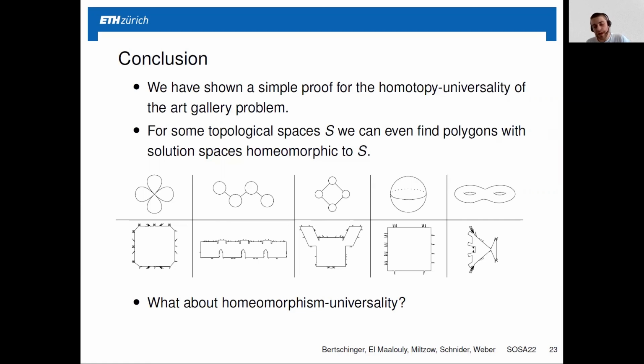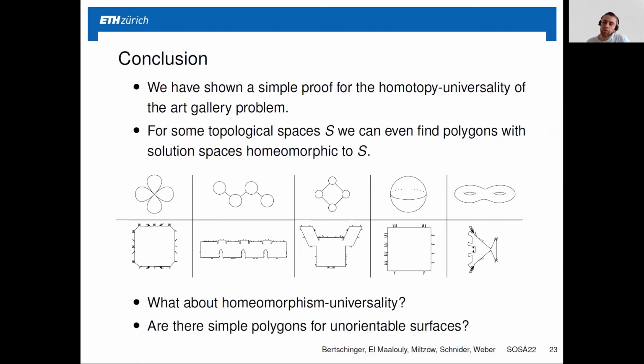So for any semi-algebraic set, is there an art gallery where we can not only show homotopy equivalence, but also homeomorphisms? And maybe what you can think about in the next coffee break or when you eat dinner or lunch, what happens if I want to reach an unorientable surface? Is there a simple polygon that I can draw such that my solution space is unorientable in the end?